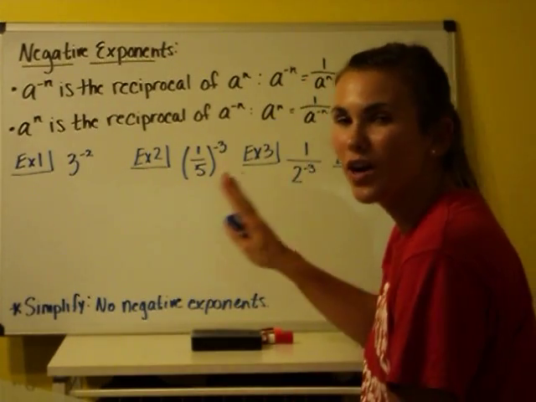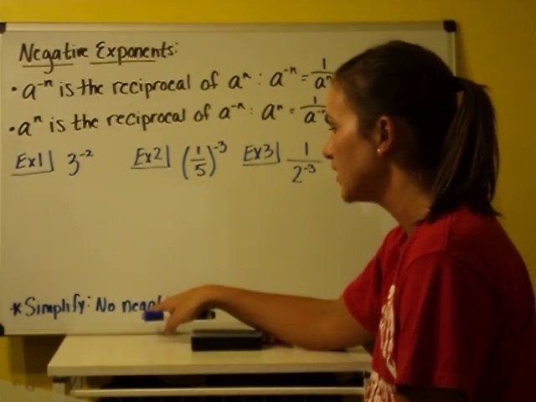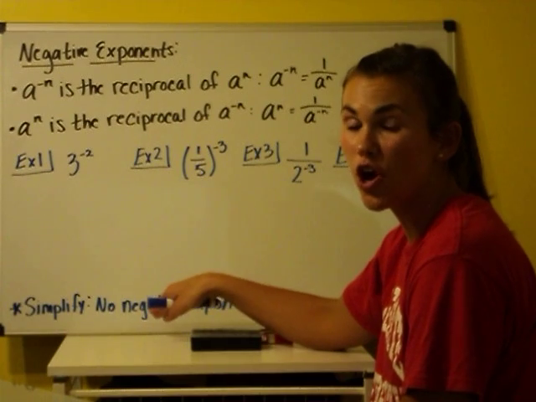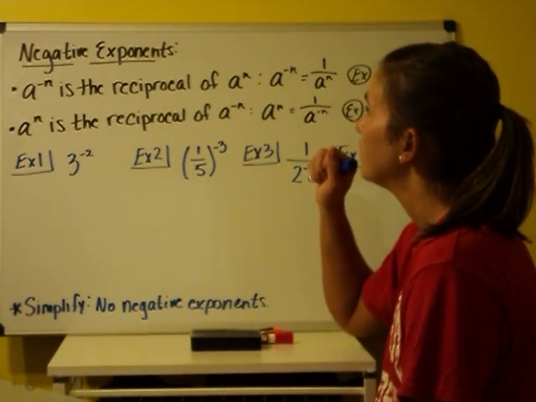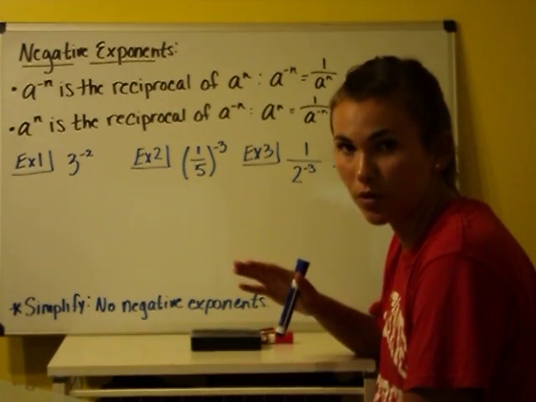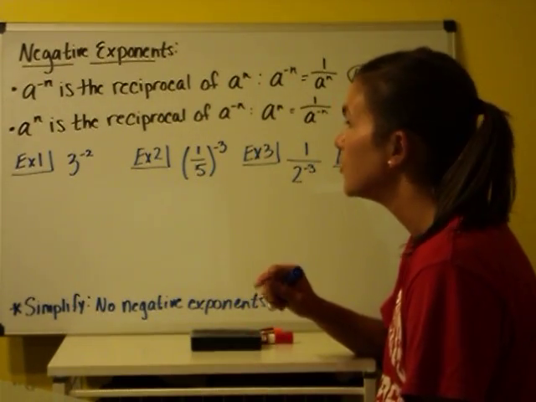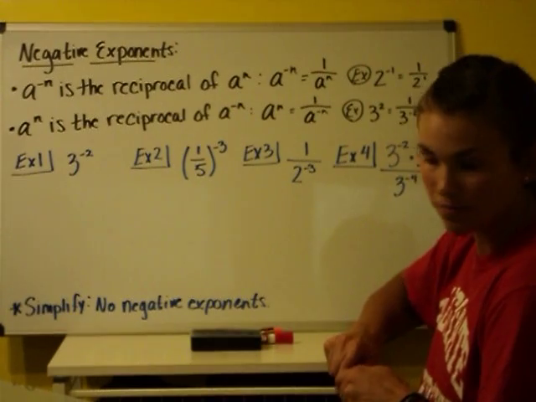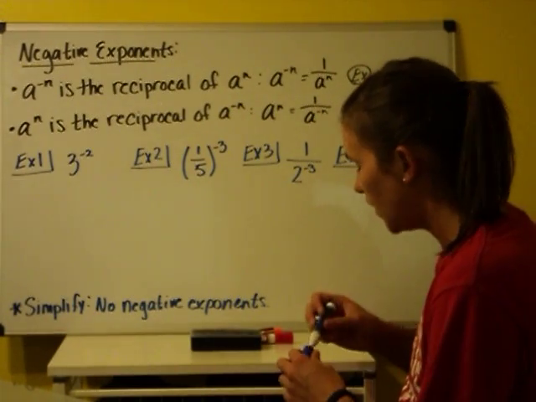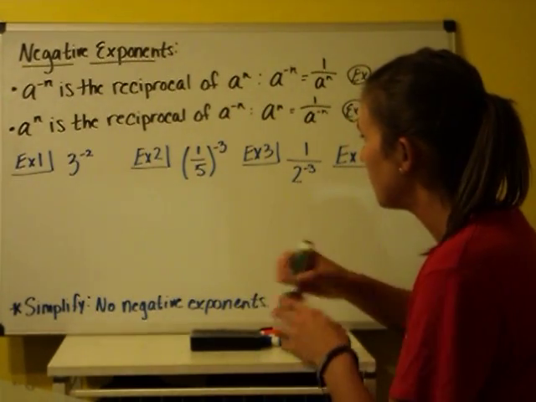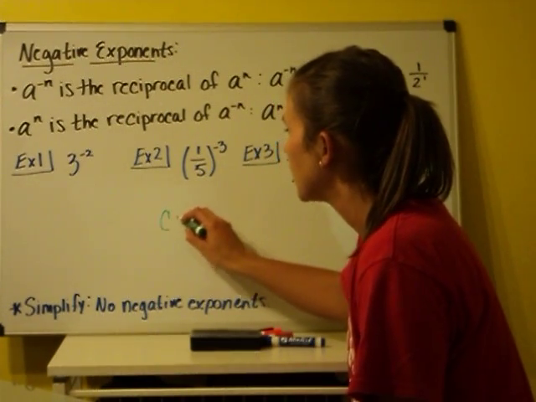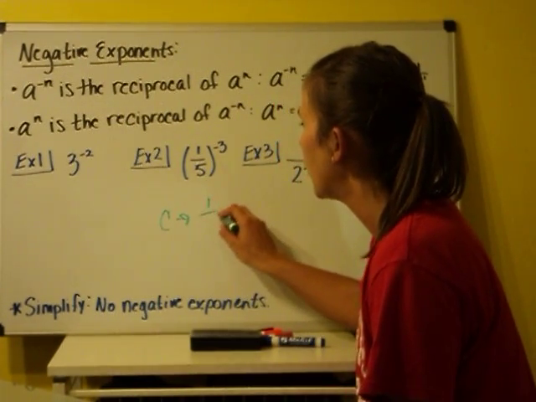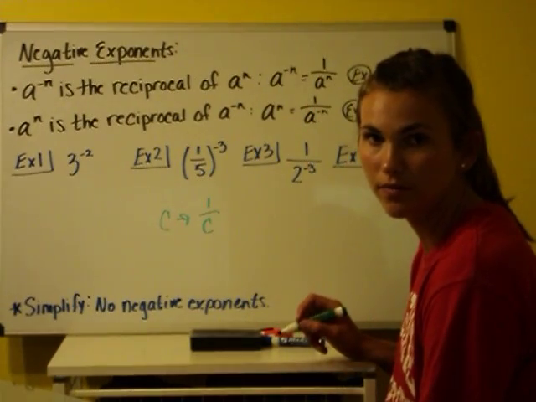Whenever you're simplifying something, you simplify it so that there are no negative exponents in the problem. Negative exponents work with reciprocals. Those of you who know what a reciprocal is, awesome. For those of you who don't, very quickly, when you have a number such as c, the reciprocal of c is 1 over that number.